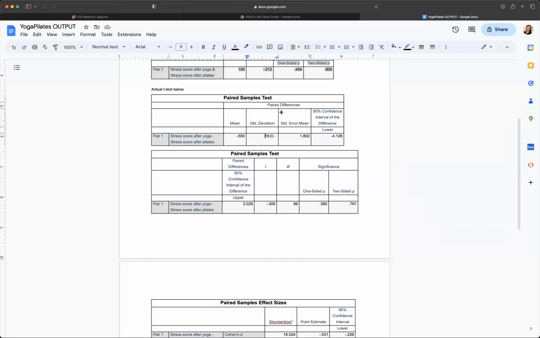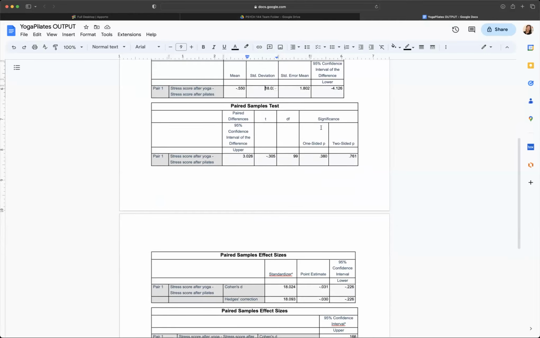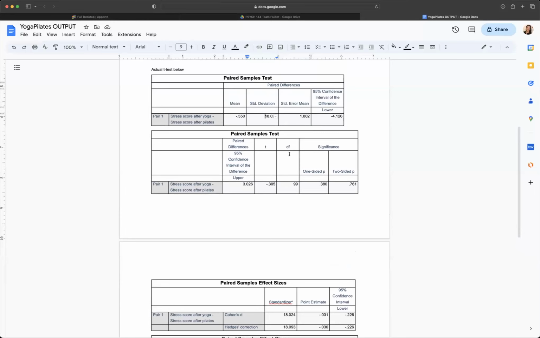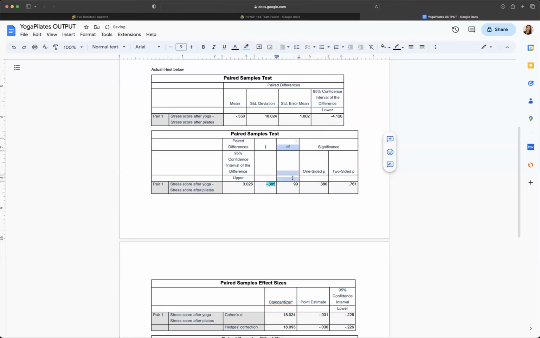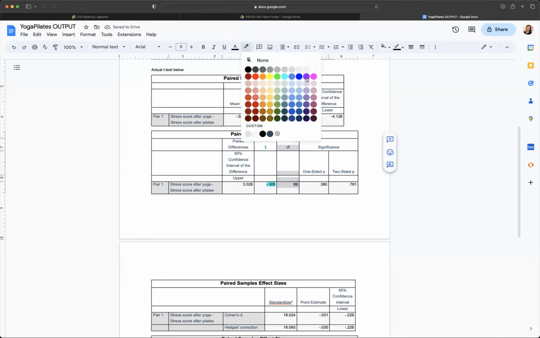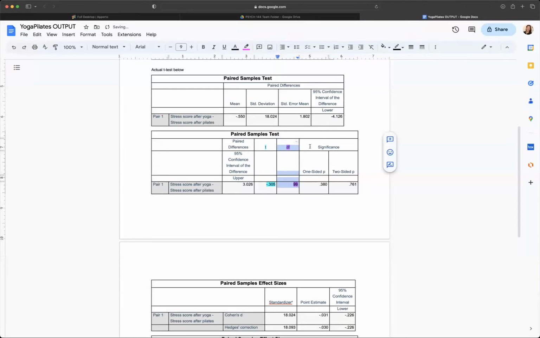We have additional information about paired differences. We have a confidence interval, which we'll talk about in lecture, and I'll add a note about here. But what we really want to know is, one, our t-score. We want our degrees of freedom. And we want our one-tailed significance.